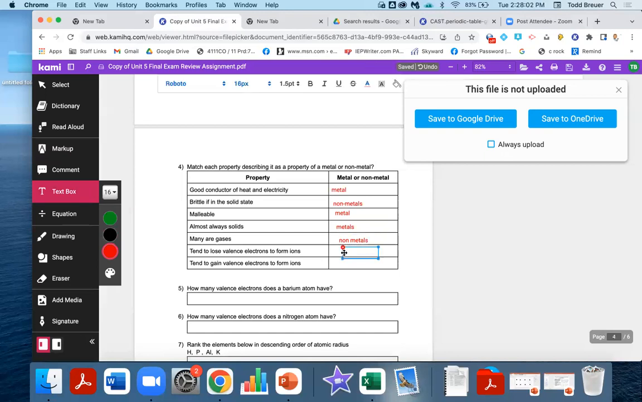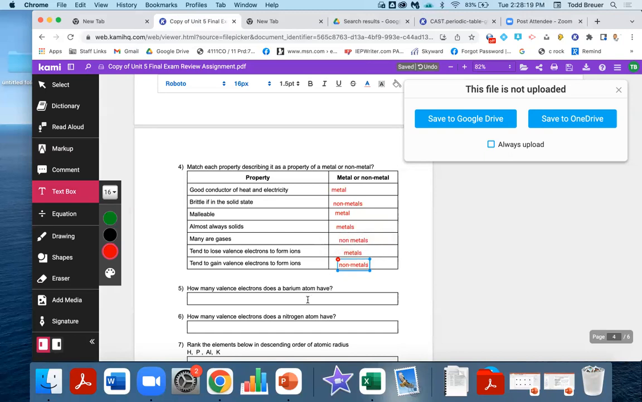Tend to lose valence electrons to form ions. Metals behave like the chili peppers. They want to give it away, give it away. Now give away them valence electrons. Those are metals. Tend to gain valence electrons, give it to me. They want to gain those valence electrons. Those are nonmetals.